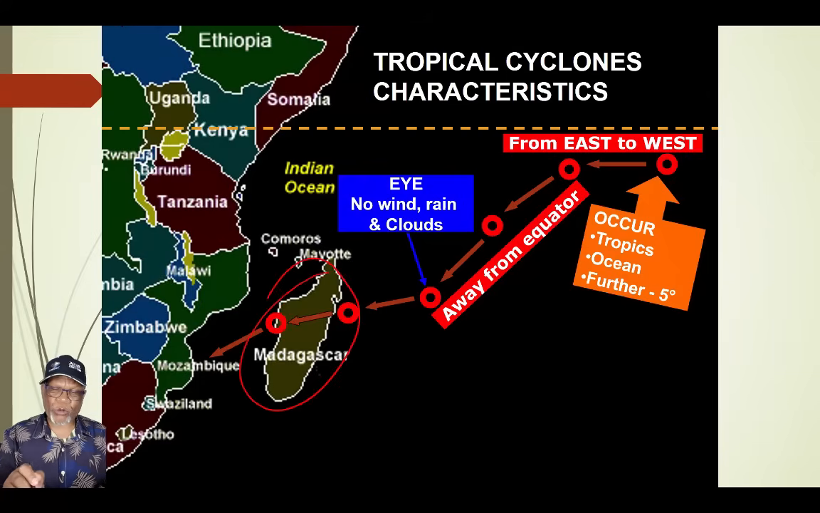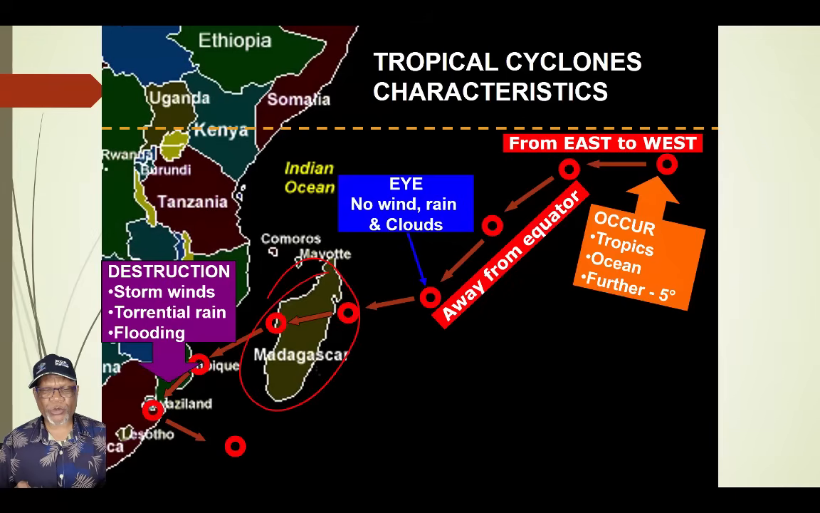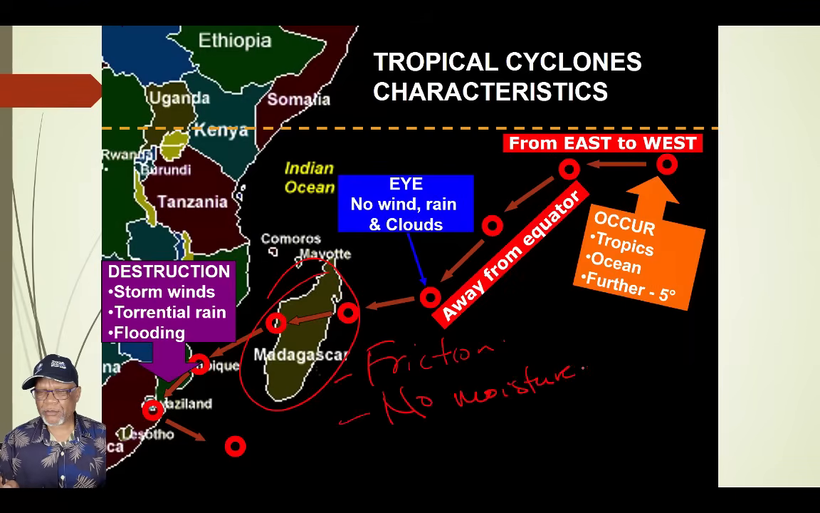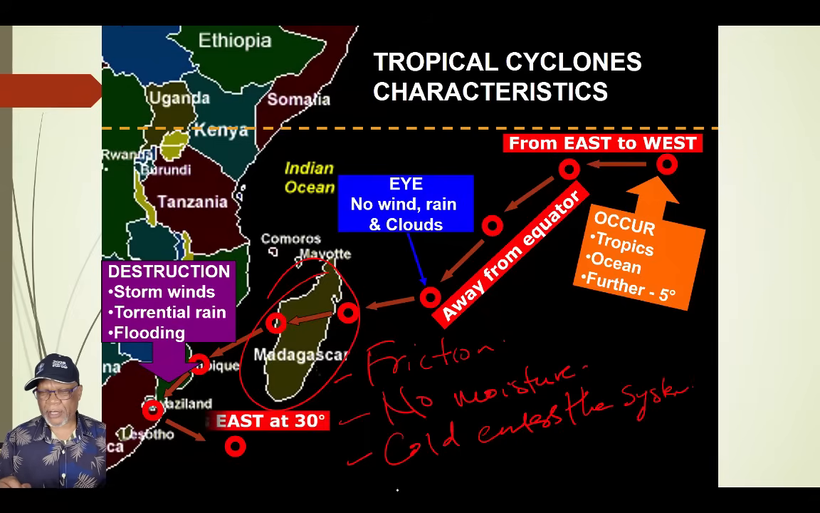And then when a tropical cyclone moves over the land, it dissipates over the land. Why do tropical cyclones dissipate over the land? Because there is friction over the land. Friction is high, there is no moisture, and then cold air enters the system. So there is less water as well. So that is why a tropical cyclone will die over the land.